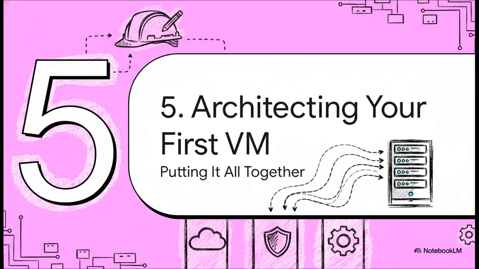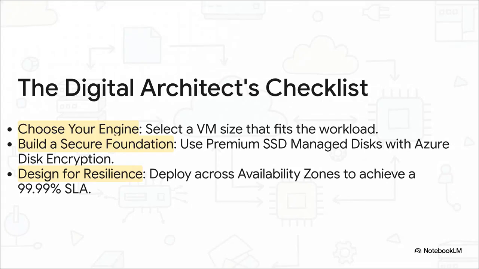Okay, let's pull all these threads together. You, as the architect, have now walked through the 3 pillars. You've made the critical design decisions you need to build a really solid, resilient virtual machine. So what's on the final checklist? Let's recap. First, you've got to choose your engine. Pick a VM size that actually fits your workload. Second, build a secure foundation. That means using fast, premium SSD managed disks and, crucially, locking them down with Azure Disk Encryption. And finally, design for resilience, which means you never rely on a single VM. You spread them across availability zones to get that incredible 99.99% SLA.